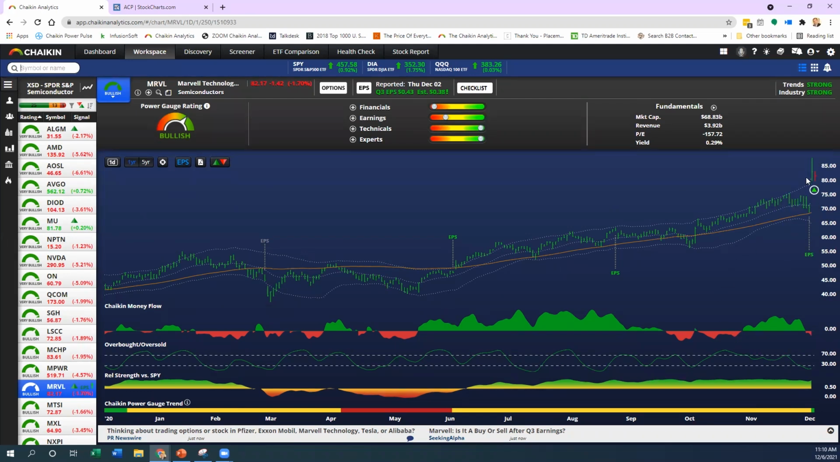Now, we don't like to be in names that are popping above this volatility band. You can see it's done it before and pulled back. So if you wait for a better spot, you might get that opportunity. It's selling off today as well.